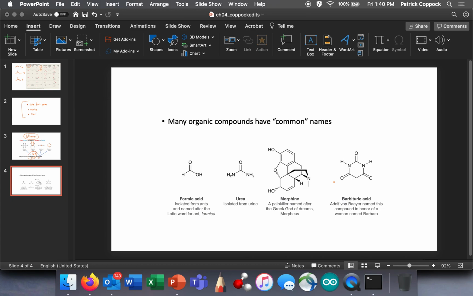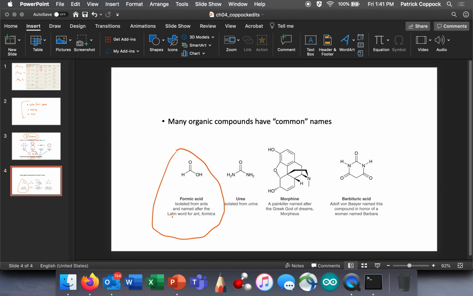While we're going to look at how to name alkanes, it's important to appreciate that we are going to come across compounds that are named what they're named just because that's what everybody's always called them. Those are called common names. For example, formic acid is not named via the rules that we're going to use here. We have to memorize that name. It's isolated from ants, named after the Latin word for ant, which is formica. It comes from the ant venom. And so, why is it called formic acid? Just because everybody always called it formic acid.